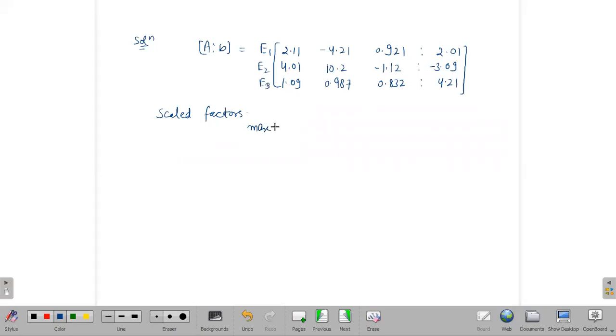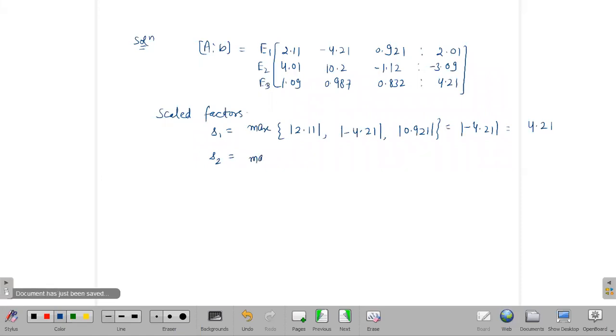So S1 is the maximum of 2.11, 4.21, 0.921. Don't take 2.01. So the maximum is minus 4.21, this will be your S1, meaning the absolute value 4.21.